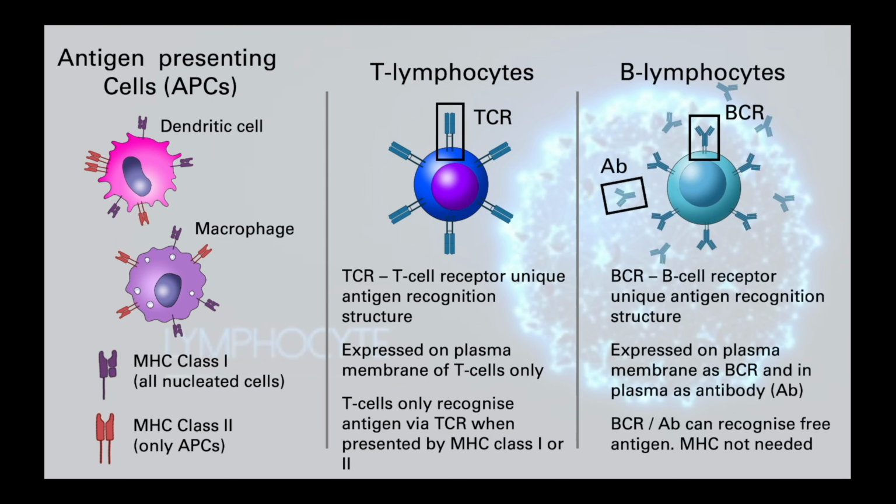In contrast, B lymphocytes are produced and mature in the bone marrow in humans, and are able to recognize free antigen, so they do not need to be bound to the MHC molecule on an antigen-presenting cell. And in fact, B cells are themselves professional antigen-presenting cells, expressing MHC class II, so they are able to bind and subsequently present the antigen they recognize. They do this via the B cell receptor, or BCR, which can be membrane-bound, or if it occurs as a soluble protein, we know this as antibody. And again, only B lymphocytes can express the BCR and produce antibodies.